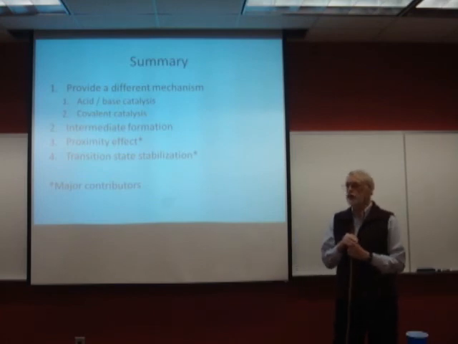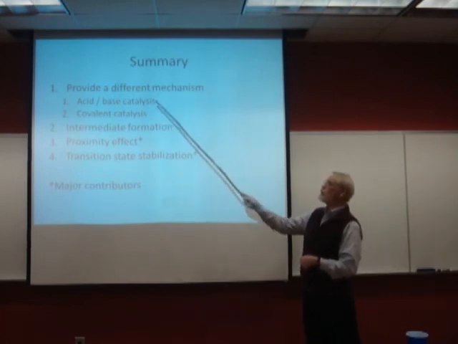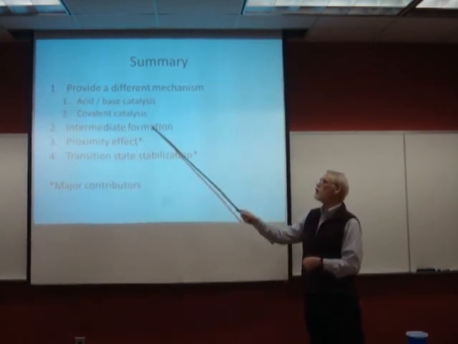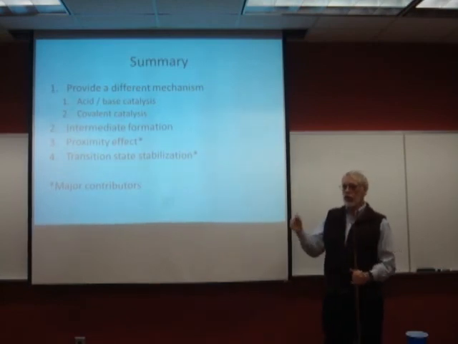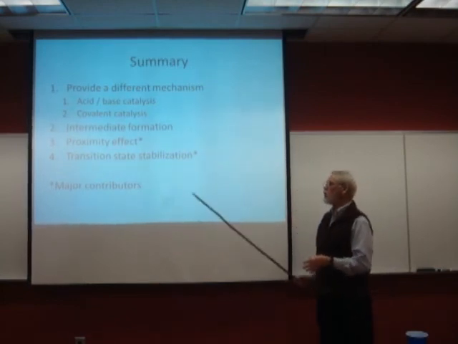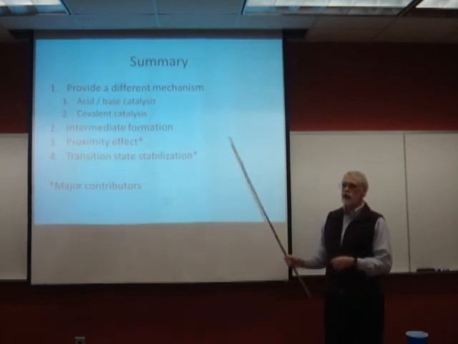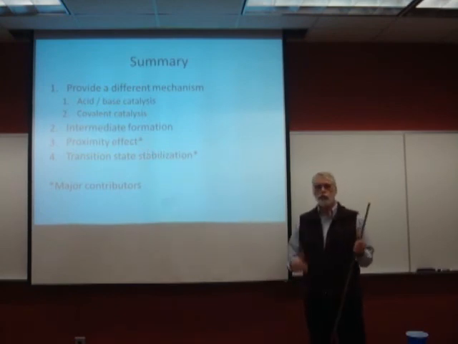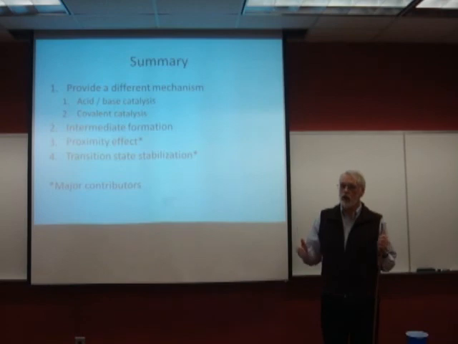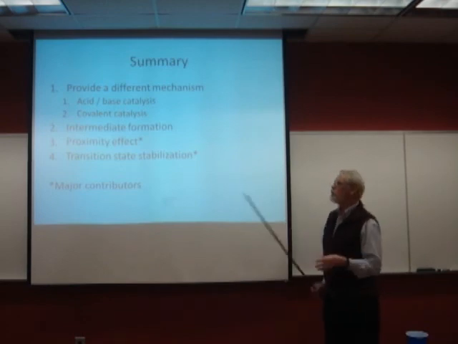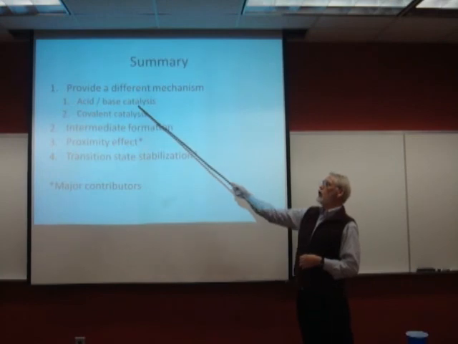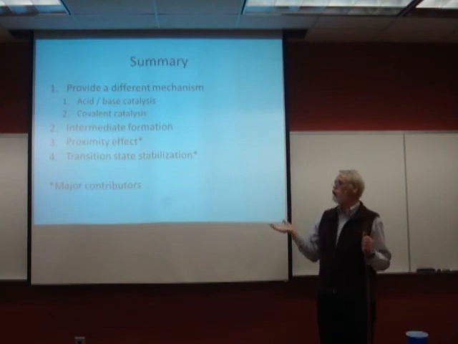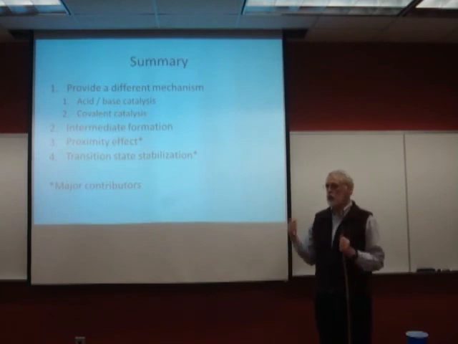So in summary, what can we do? We can provide a different mechanism through acid-base or covalent catalysis. We're still providing a different mechanism. We can have intermediates in the process to break the big mountain up into smaller mountains. And then we have the proximity effect and the transition state stabilization. From a numerical point of view, these last two components will provide the biggest increase in rate. However, to do that, you many times need to have intermediates and involve acid-base or covalent catalysis. So they're all going to work together, but the major contributors are going to be proximity effect and transition state stabilization.